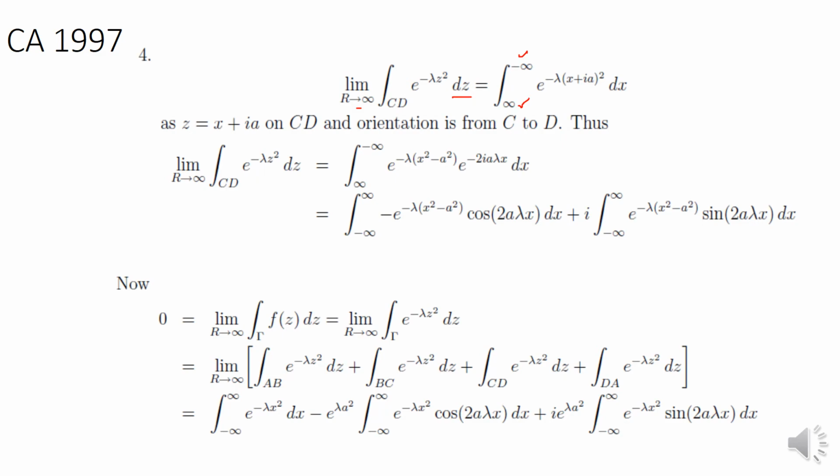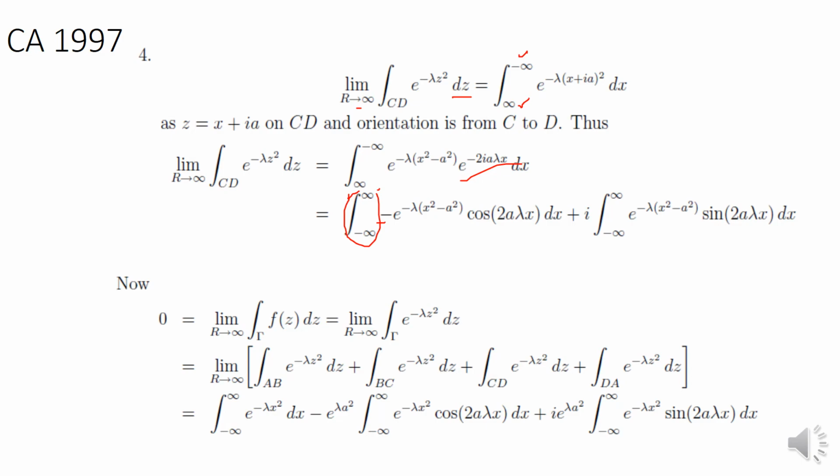So here we open the expression, put a minus sign and reverse the limits. So this becomes, with the minus sign, e to the power minus lambda (x square minus a square), because i square a square is minus a square, into this term, which can be written in terms of cos and sine: cos 2a lambda x dx, plus i integral from minus infinity to plus infinity of e to the power minus lambda (x square minus a square) sine 2a lambda x dx.